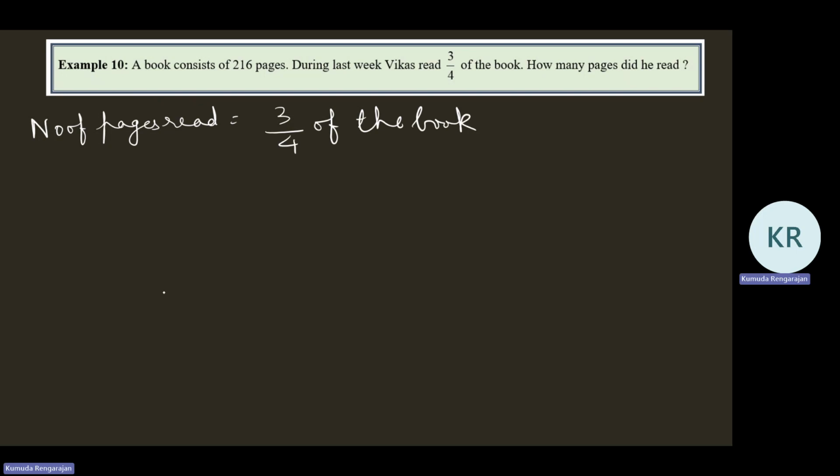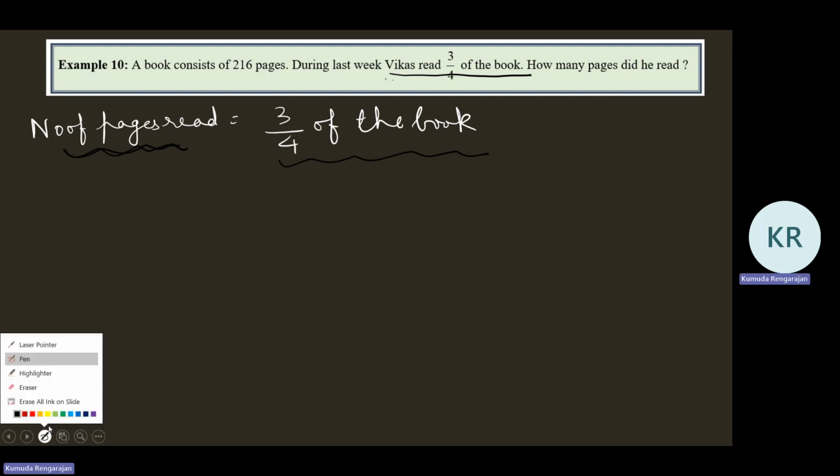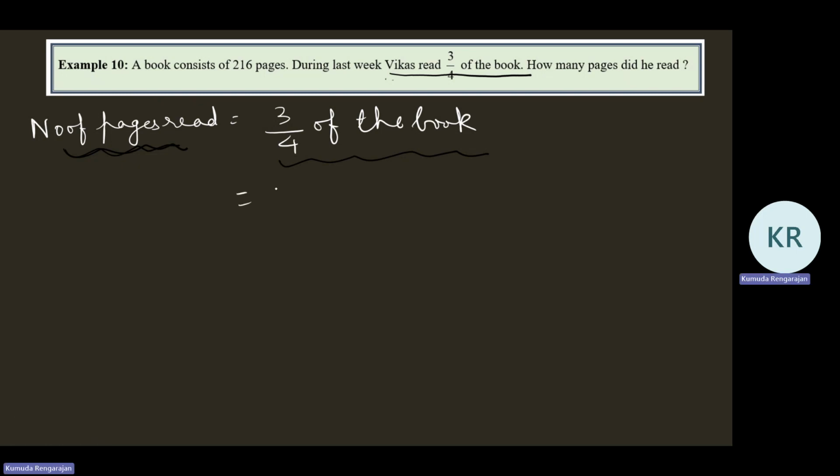Can you see? Vikas read 3/4 of the book. So Vikas has completed reading 3/4 of the book, so the number of pages read is equal to 3/4 of the book. That is equal to 3/4. Of means into, multiplication. And of the book, like if it is 1 year, what will you say? 365 days. 1 rupee, you will say 100 paise. 1 kilogram, you will say 1000 grams.